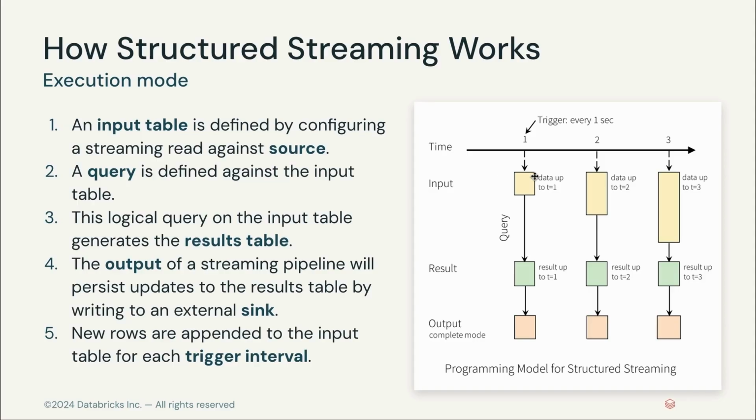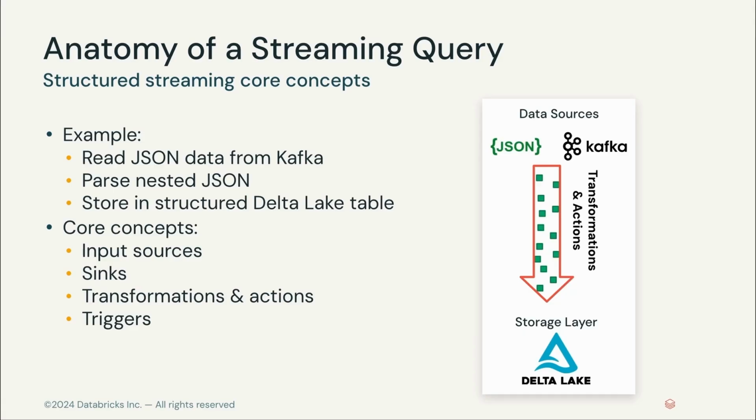So new rows are appended to the input table for each trigger, right? As time continues on here on the x-axis, we have a trigger, for example, every second. We get the data that's currently in there, we run a query, push it to a result table, and then that gets sunk into an output table when it's in complete mode, right? So here's essentially one model for a specific execution mode that's available to you in Spark structured streaming.